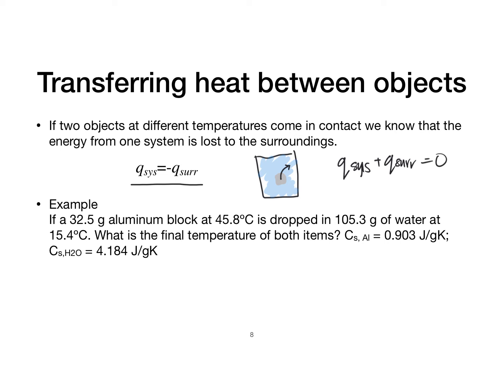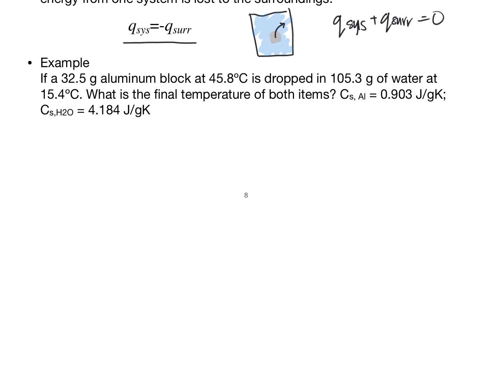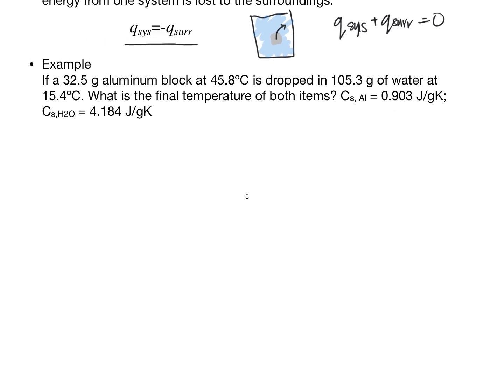So all of this allows us to think about the movement of energy. In this example, we have a 32.5 gram aluminum block at 45.8 degrees Celsius, and it's going to be dropped into 105.3 grams of water at 15.4 degrees Celsius. What is the final temperature of both items? C sub s of aluminum is equal to 0.903 joules per gram Kelvin. C sub s of water is 4.184. So I'm going to move this slide up just a little bit so we have a little bit more space.